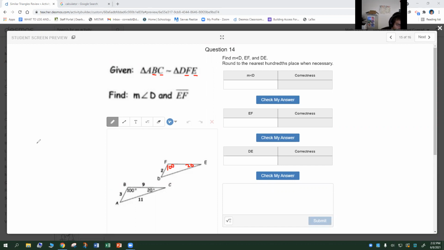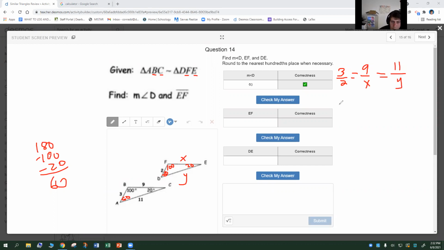We know the three angles of a triangle add up to 180, so we can do 180 minus 100 minus 20. And that's going to give us 60. So we know the measure of angle D is 60, and we know the measure of angle A is 60. All right, the sides, we can set up a proportion because we know the triangles are similar. So 3 matches with 2. I'm going to put an X here and a Y here. 9 is going to match up with X, and 11 is going to match up with Y.